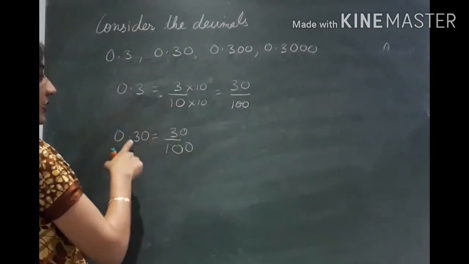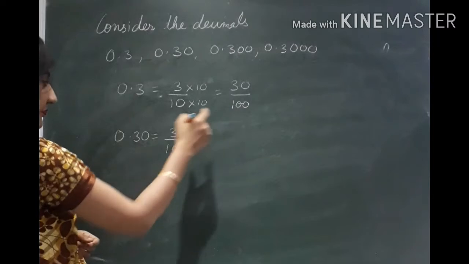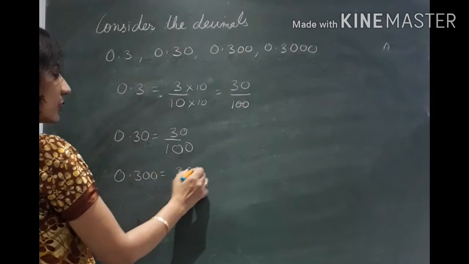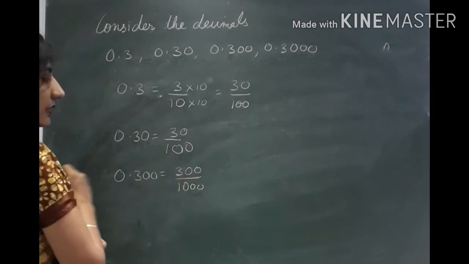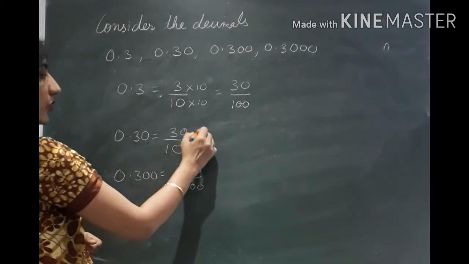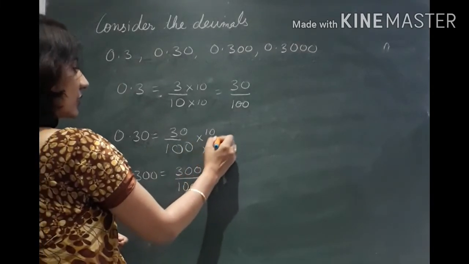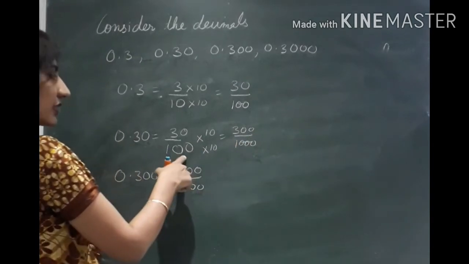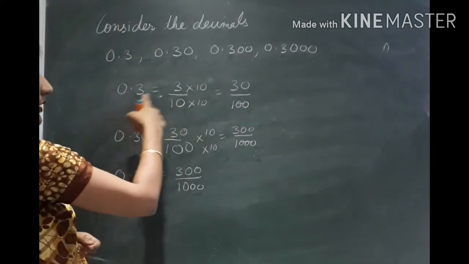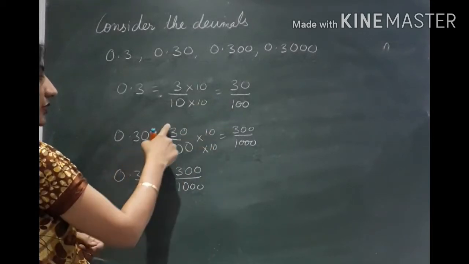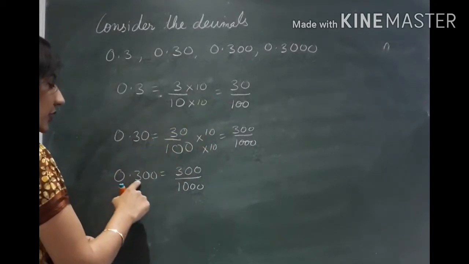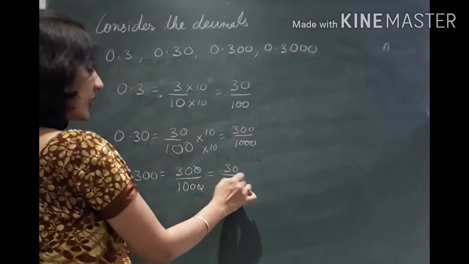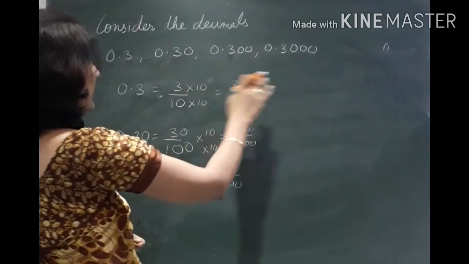So you can see 0.3, 0.30 they are same. Then 0.300 can be written as 300 upon 1000. How can I convert this to 100? If I divide this by 10 and this also by 10, it will become 30 by 100. So it is an equivalent fraction of 30 by 100. So this way you can say 0.3 is 30 by 100, 0.30 is also 30 by 100, and 0.300, if I cancel this 0 and 0, this will also become 30 by 100. So all these, if you see, are same.